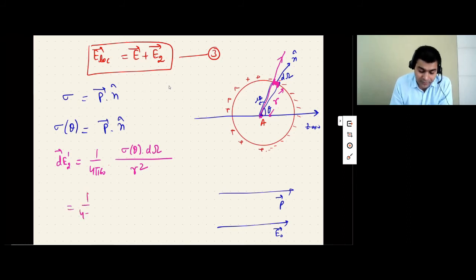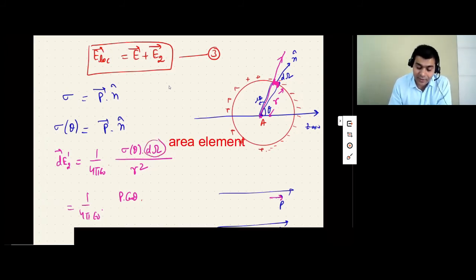Now, 1 over 4 pi epsilon naught. What is sigma theta? Sigma theta is P dot n hat. So what is the direction of P? The direction of P is this, and the direction of n is this. Both have the angle theta in between. So P times cos theta, because the magnitude of n hat is 1. So sigma theta is P cos theta.